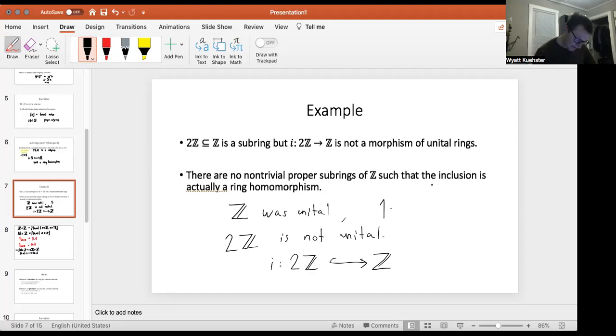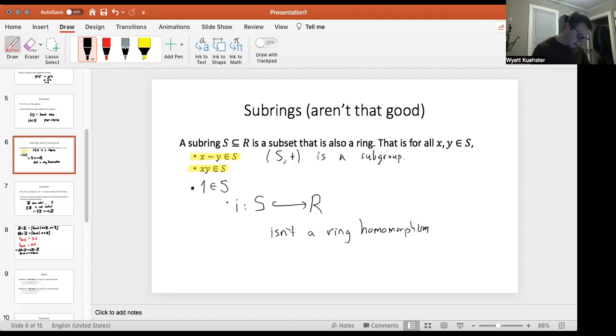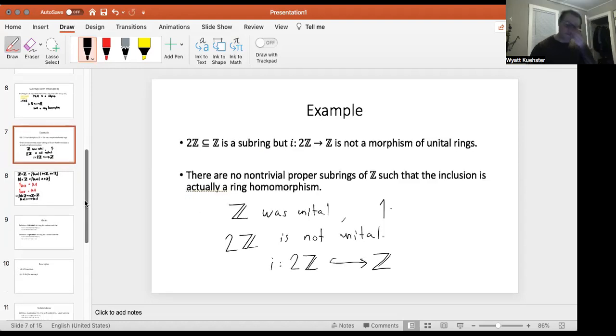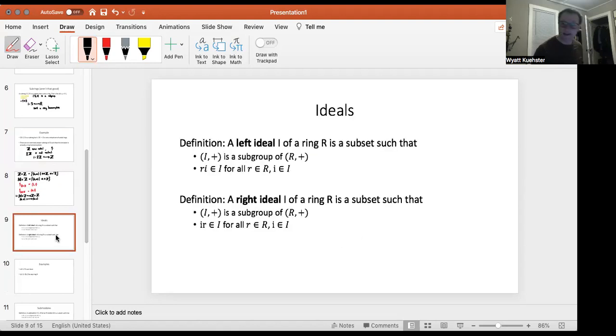So I can't take any non-trivial proper subrings of Z, because as soon as I have 0 and 1, I can add 1 to itself a whole bunch of times and get all of Z, and I can take inverses of 1 and get all the negative numbers. So there's no non-trivial proper subrings of Z if you define subrings to contain 1. So subring is not really the right concept for rings. It's not the right kind of sub-object.